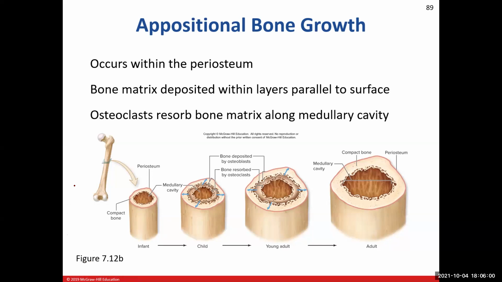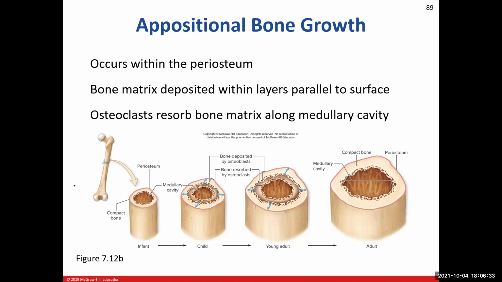That's essentially how our long bones get longer: the epiphyseal plates will push the epiphysis, the proximal and distal epiphysis, away from each other, away from the shaft. That's how your bone grows interstitially. So now we're going to talk about how bone grows appositionally. Appositional is like a tree trunk getting thicker and bigger year after year after year. So now we're going to see how that applies to the bone.